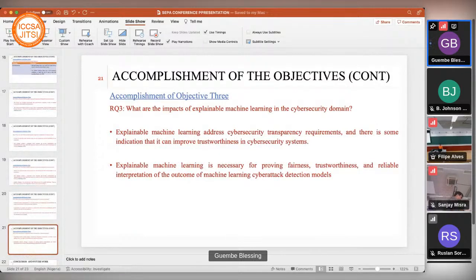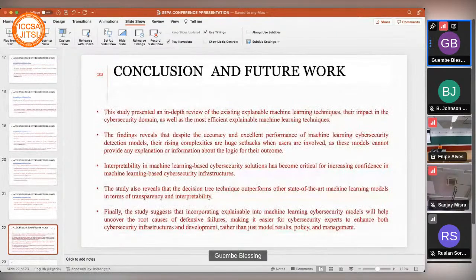Explainable machine learning addresses cybersecurity transparency requirements, and there is some indication that it can improve trustworthiness in cybersecurity domains. Explainable machine learning is necessary for providing fairness, trustworthiness, and reliable interpretation of the outcome of machine learning models in detecting malicious threats. Conclusion and future work. This study presented an in-depth review of existing explainable machine learning techniques and their impact in the cybersecurity domain, as well as the most efficient machine learning techniques.